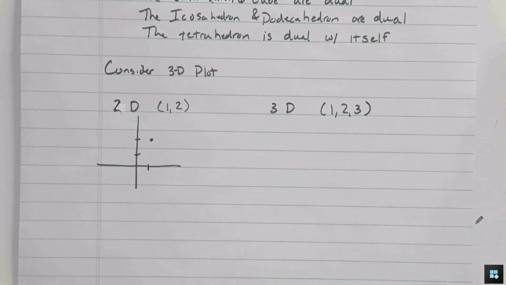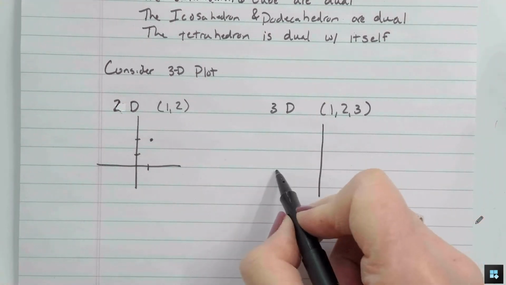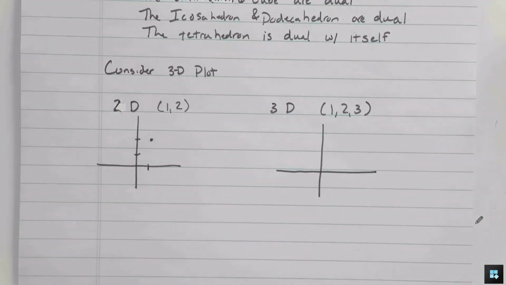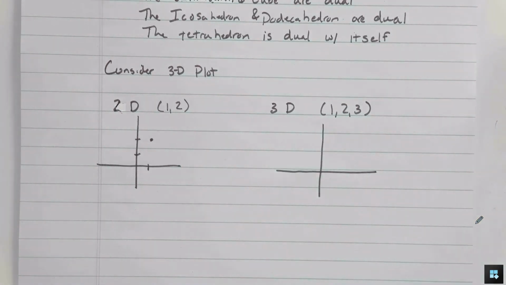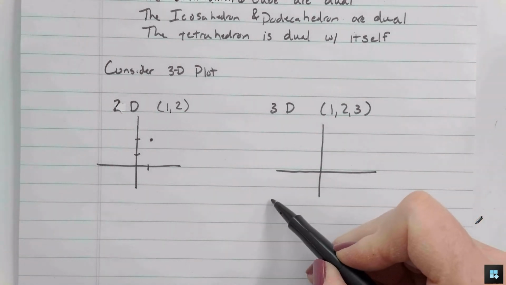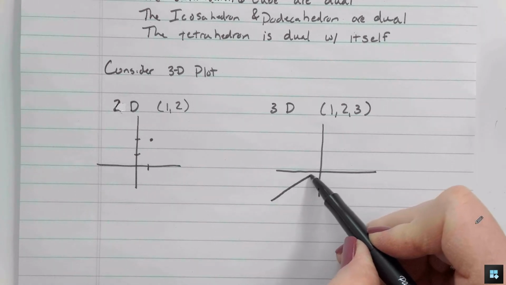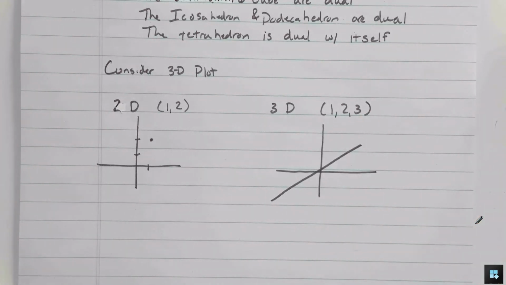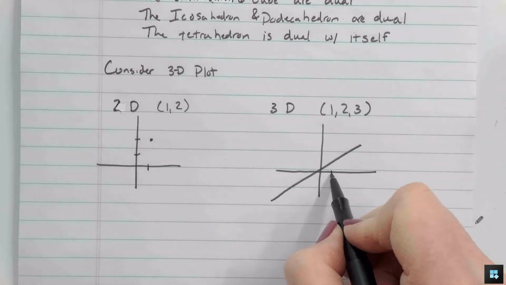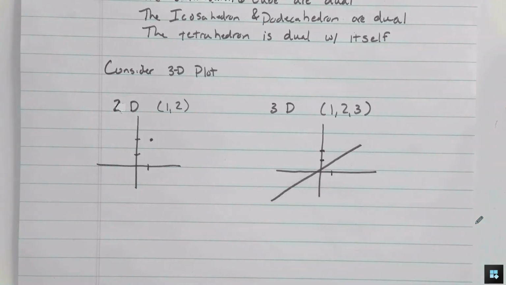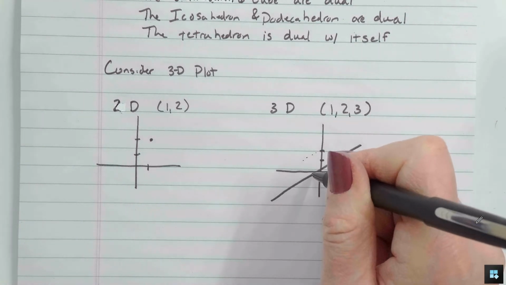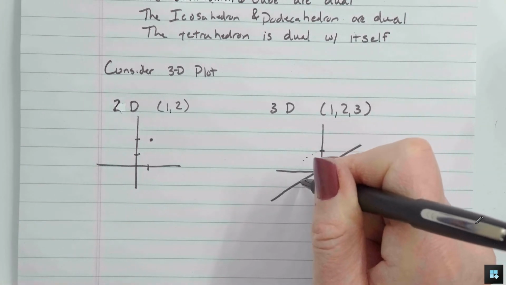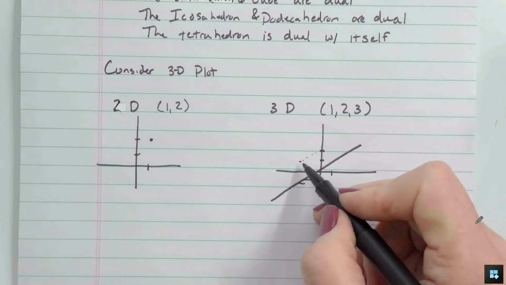So when you plot in three dimensions, you have the two dimensions that you always are familiar with, but you have one more. You have one more dimension coming out of the plane. Now that's hard to draw in 2D. We make a slanted line to try and show a third dimension coming out of the plane. So if we go up, right, and then forward, like that.